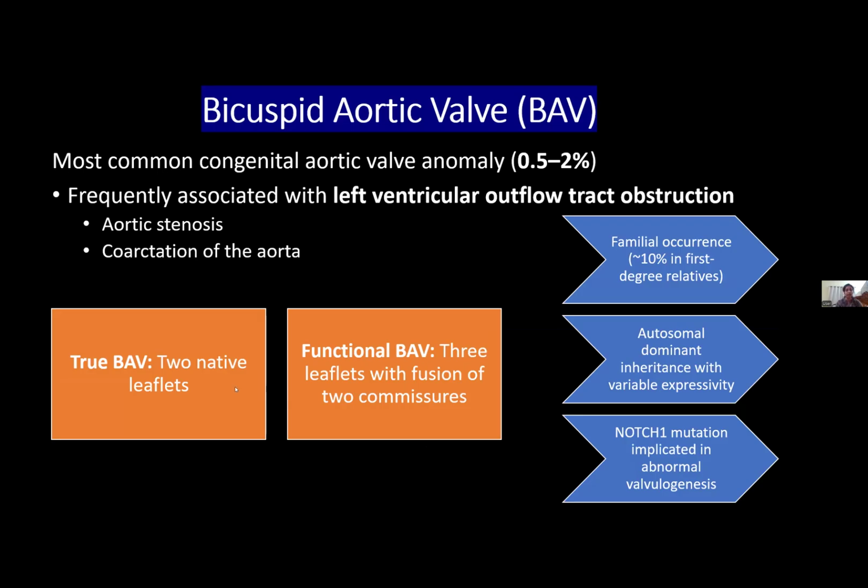It can be frequently associated with aortic stenosis and coarctation of the aorta. It may be a true two valve leaflets or a result of three leaflets with a fusion of two commissures. It can have a familial autosomal dominant inheritance pattern with Notch1 mutation.